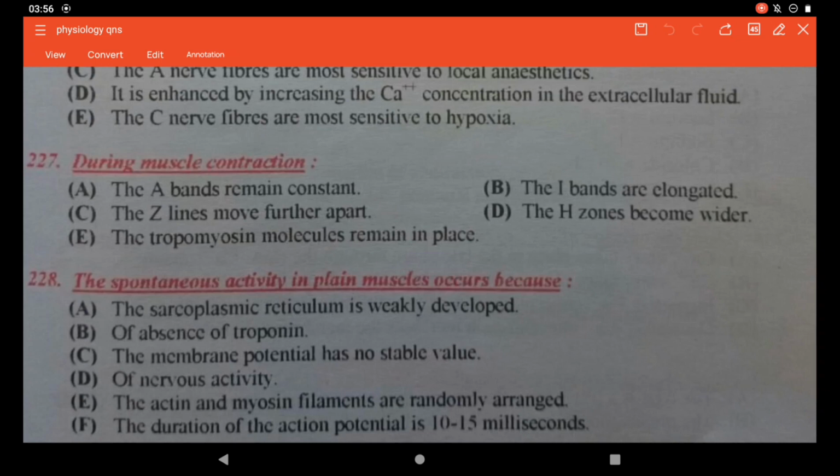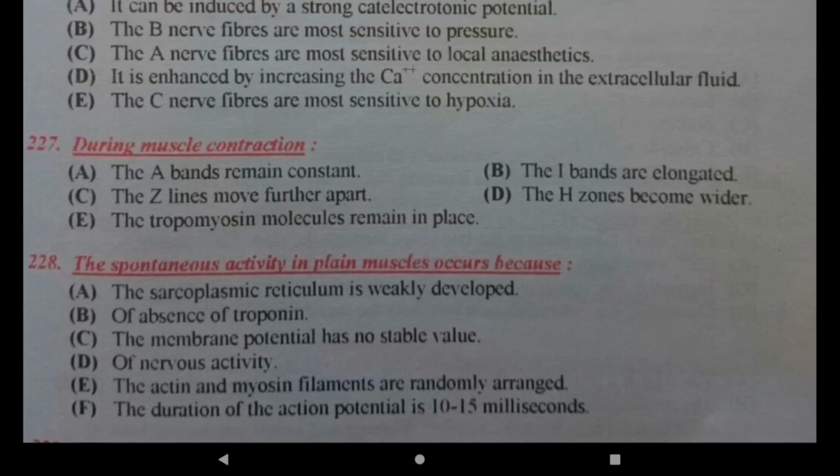We all know that during skeletal muscle contraction, as the actin filaments slide against the stationary myosin filaments, we usually know that. So the correct answer here for number 227 is A. The A band remains constant. It is not correct that the Z line moves further apart. Rather, the Z lines usually move closer to each other.